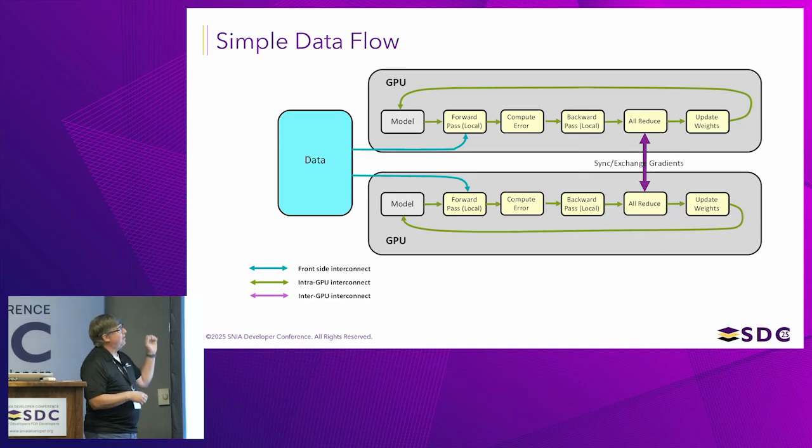This is sort of a very simple data flow. You do a forward pass, you compute error, you do a backward pass, you do an all reduce to synchronize everything, and then you go back, update your model, and then you feed it another batch of data and go through this thing over and over and over again.